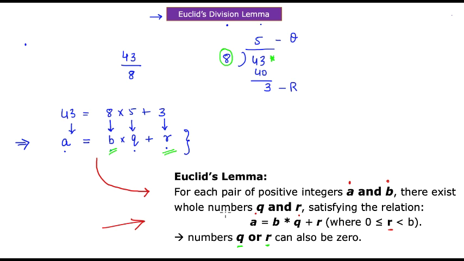Now, I would like you to pay some attention to the keywords here. We are stating that for each pair of positive integers, which is important here, and we are talking about two numbers a and b, that a is always bigger than b. Only then could you define a relation like this. So this is Euclid's division lemma. As complicated or as fancy as you may want to make it, in reality, it is only defining a relation between a dividend, a divisor, a quotient, and a remainder.